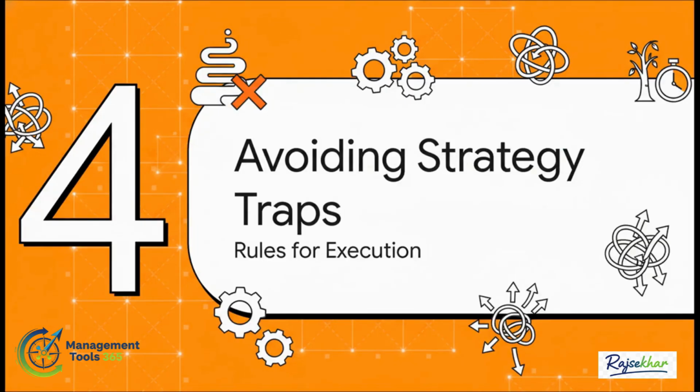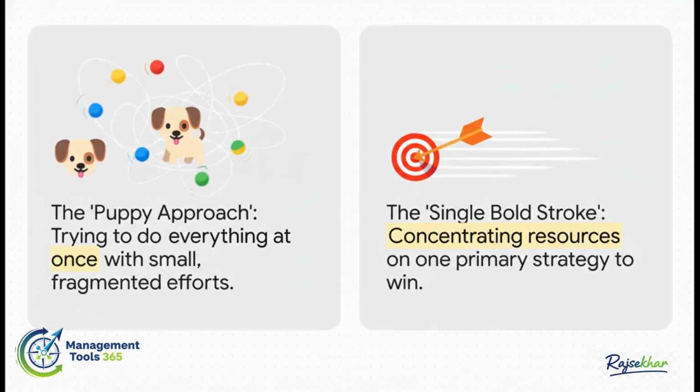You know, I've seen so many brilliant strategies just die a slow, painful death during execution. That's tough to watch. So let's talk about the most common traps people fall into, and more importantly, how you can sidestep them. The biggest pitfall? I absolutely love this term, the puppy approach. You know, when a company tries to chase every single shiny object at once, it is a guaranteed recipe for failure.